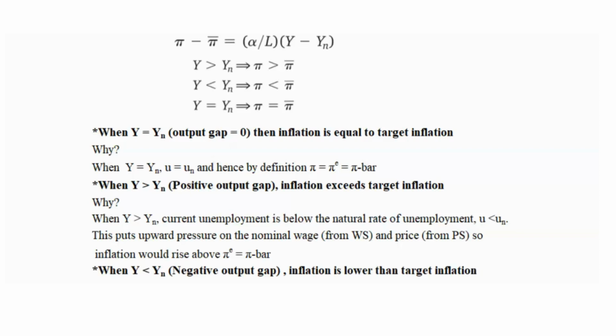And a similar argument follows, through which we can say when output is below potential level, inflation is lower than target inflation. So this basically shows us how we can use the Phillips curve to link inflation and output in order to describe how output influences inflation.